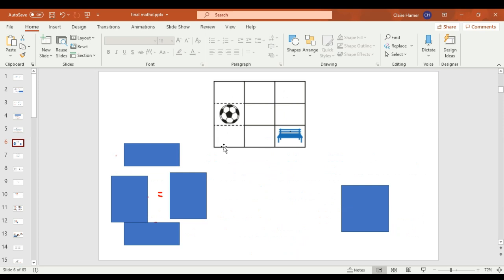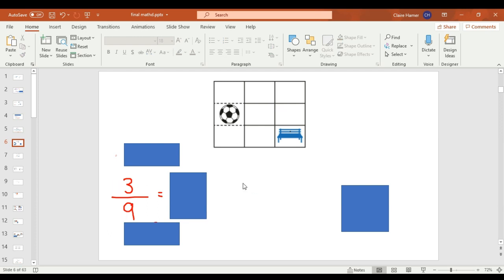So I can see that the football zone takes up 3 parts out of the whole, and in the whole I can see 3, 6, 9 parts. So what would that be as a fraction? Okay, so that is 3/9 of the whole.